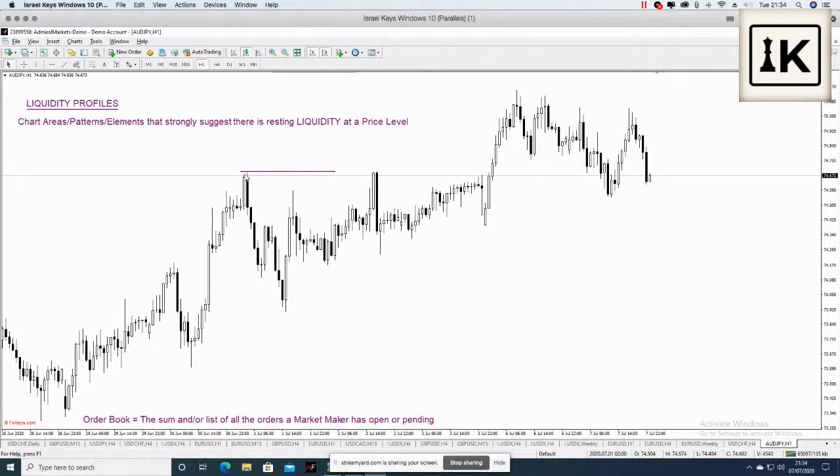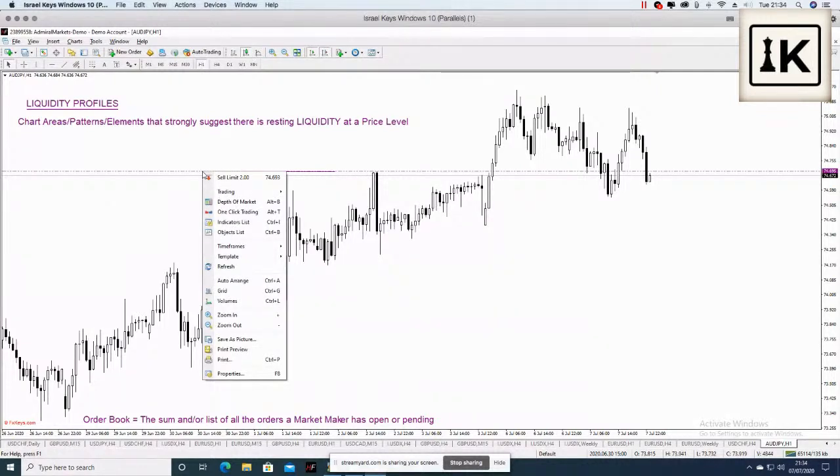This formed on the 30th of June. The fact that this formed here means moving into the future, there is likely to be liquidity at this level in the future. So a whole week later, this liquidity profile here tells us there is likely liquidity resting at this level. That's what I mean by at a price level. It doesn't just tell you there was liquidity on that day or that time frame. Moving into the future, it suggests there will be liquidity at that level in the future. You've got to bear that in mind.